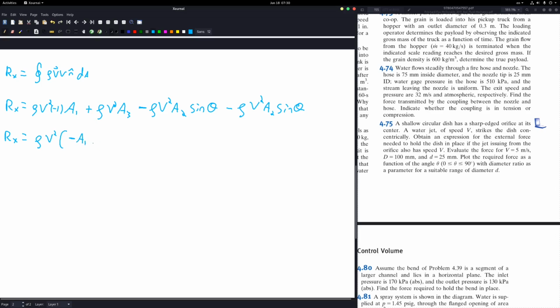Now what's left is that we could find a final expression for Rx in terms of all these known variables.